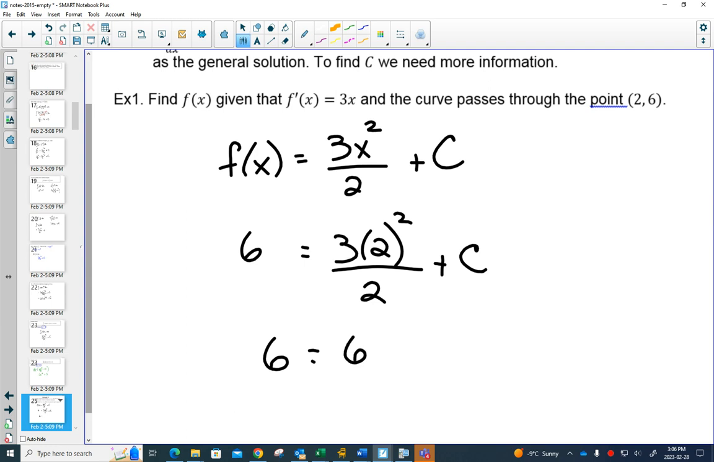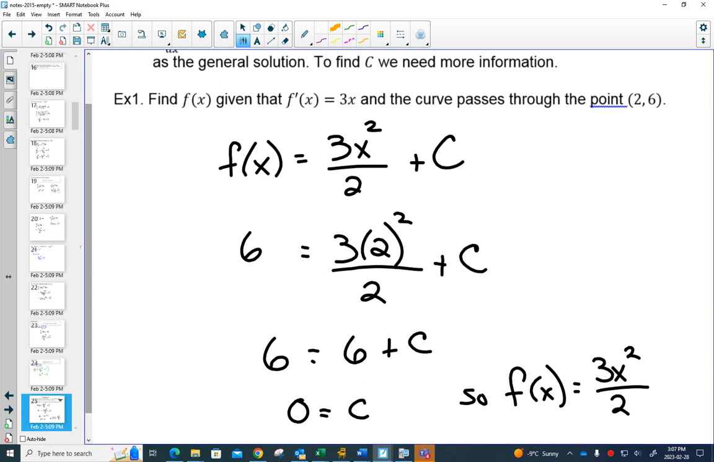This will be 12, but this is also 6. Getting c by itself, we figure out that c in this case had to be 0. So f of x is just 3x squared over 2. So because they told us a point on the original graph, we can plug that point in and then solve for c.